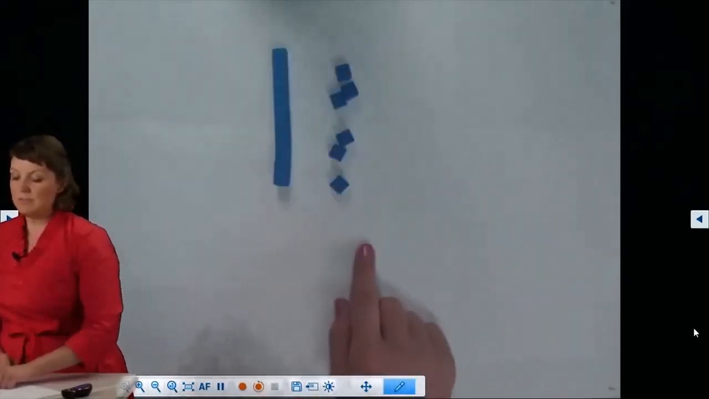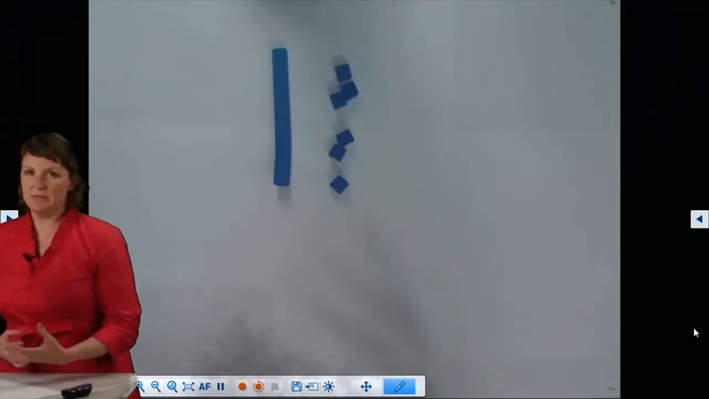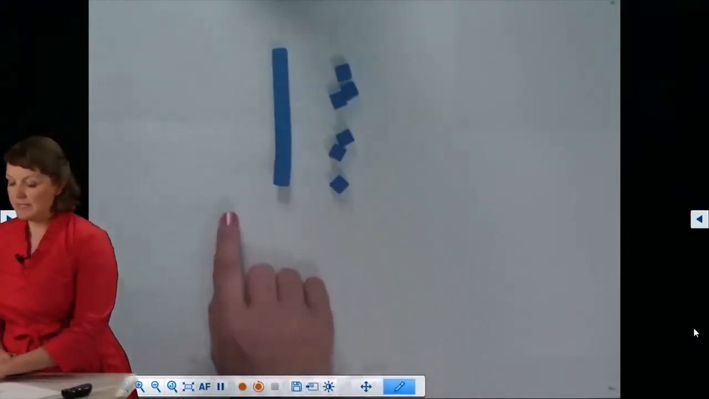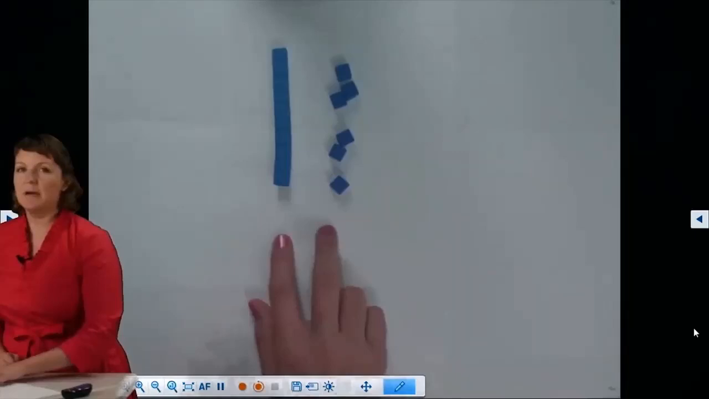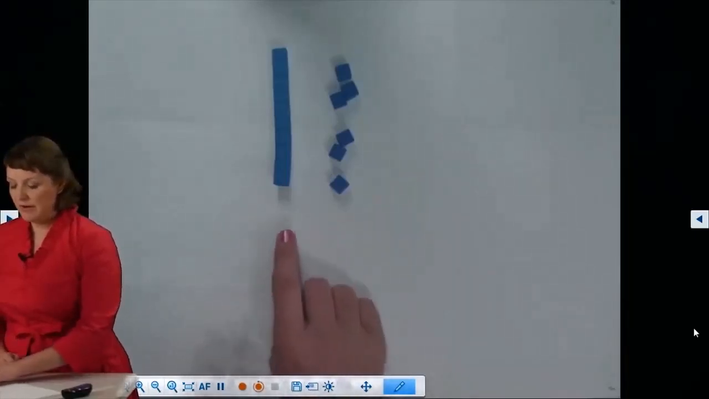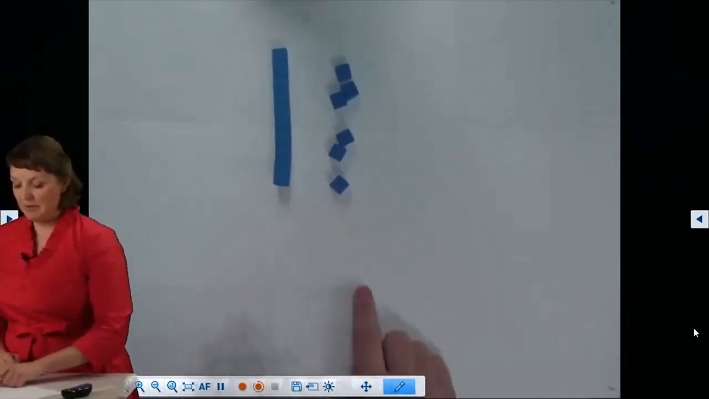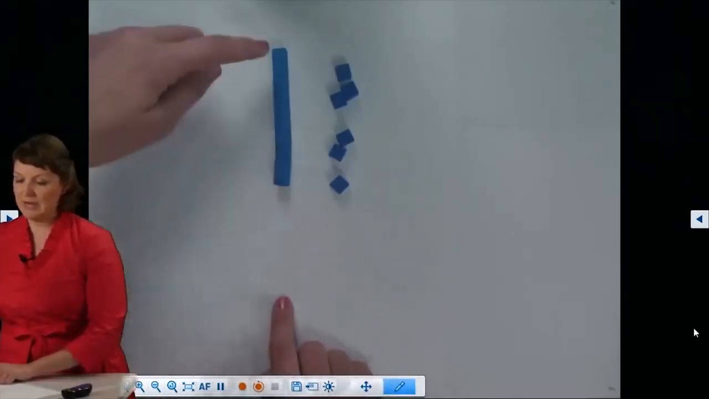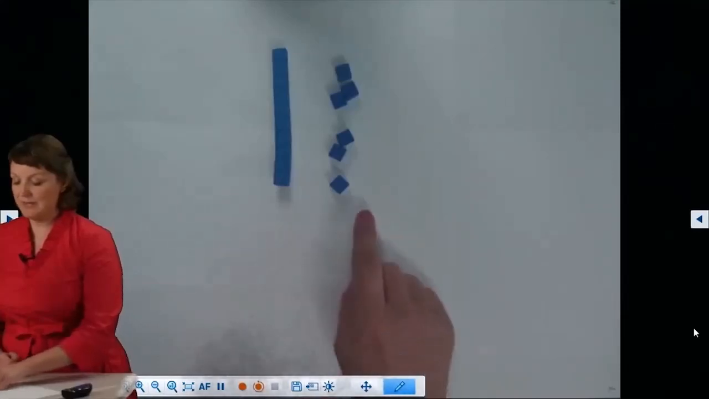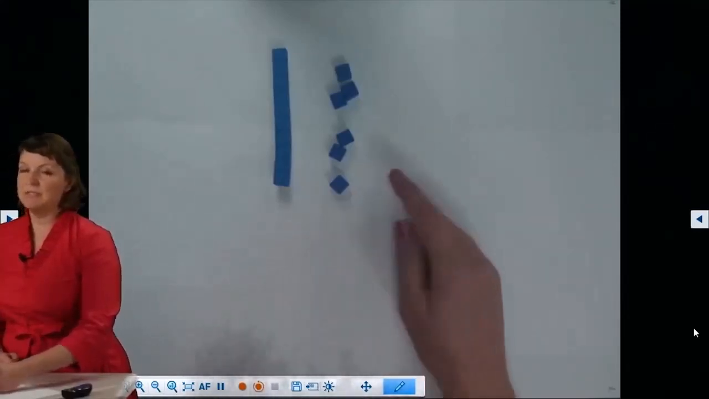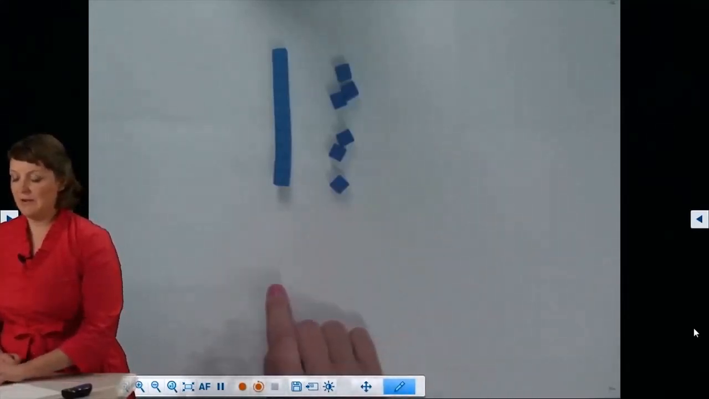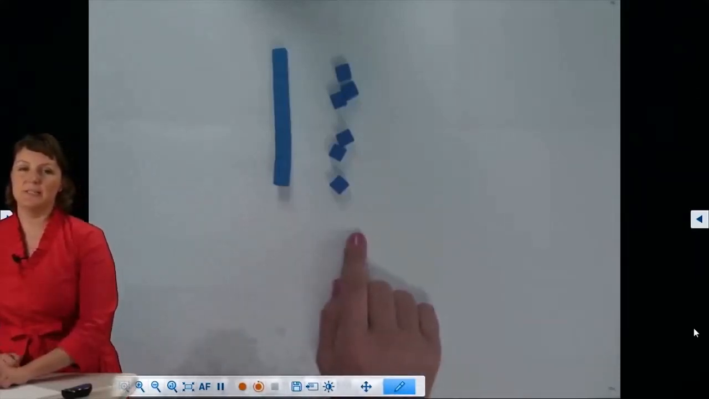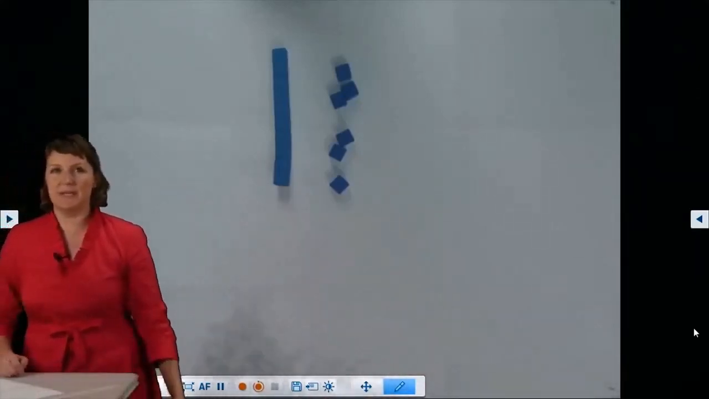Notice when I'm using the manipulatives to help students understand place value concepts, I'm placing the manipulatives in the order that the abstract number would be written. So if I were to write 16 below this number here, the 1 is here, so the 10 is to the left of the ones, and the 6 is here, which means the ones are to the right of the 10. So this represents 1 ten and 6 ones, or the number 16.